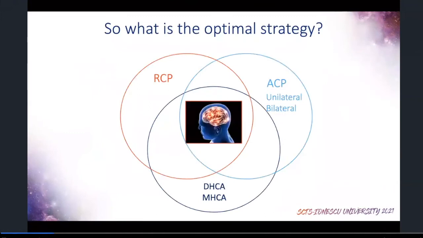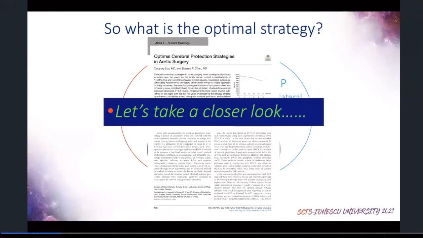So what is really the optimal strategy? In terms of protecting the brain in today's world, we've got deep hypothermic circulatory arrest, moderate hypothermic circulatory arrest, RCP, ACP, and integrated cerebral perfusion, which can further be divided into unilateral and bilateral. So what is really the optimal therapy? Let's take a closer look at the data.